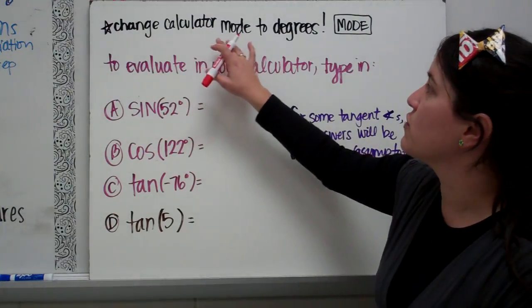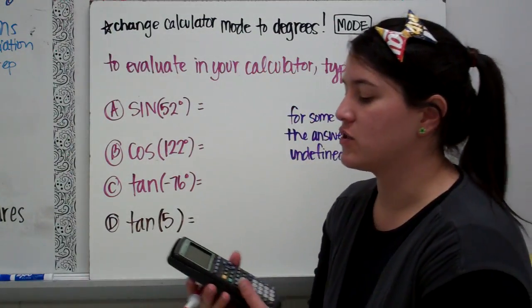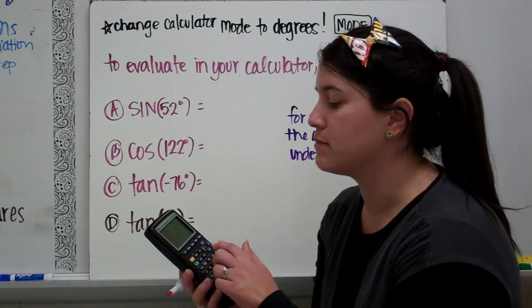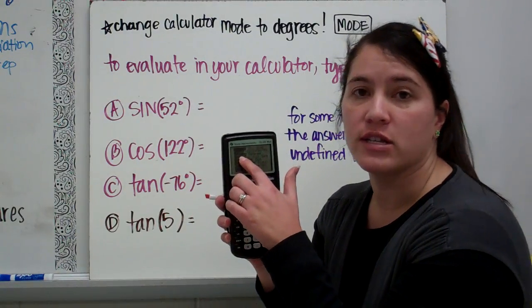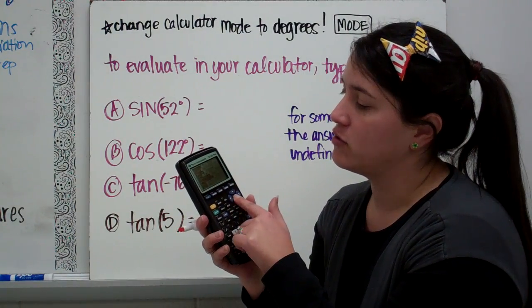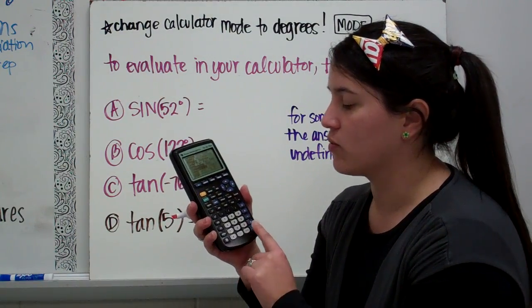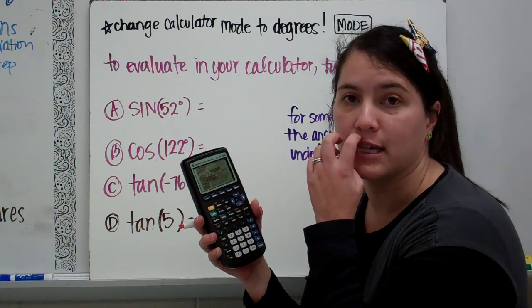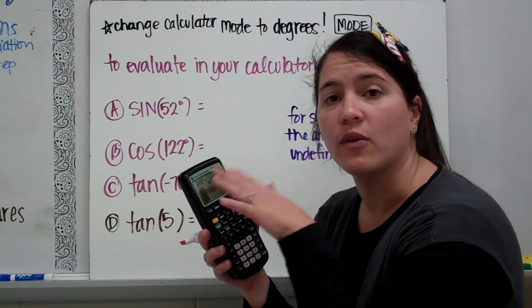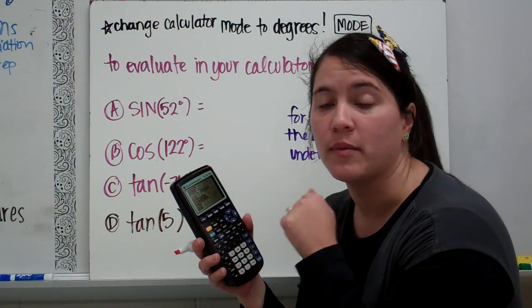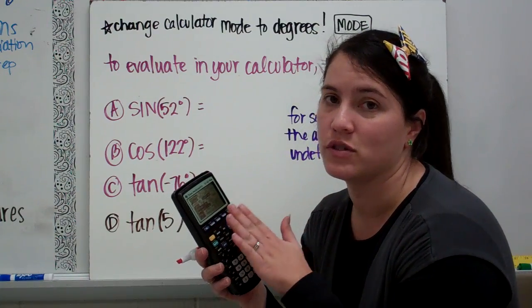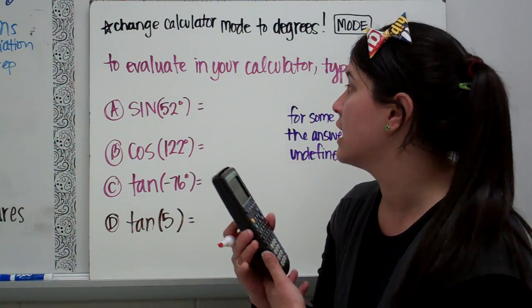The first thing you want to do is change the calculator mode to degrees. When you turn on your 83 and press mode, it is defaulting to radian. You're going to change that radian to degree by highlighting it and pressing enter. If you do not, then when you try to solve these problems, you're going to come out with the wrong answer because your answer is going to be in radians and not degrees.